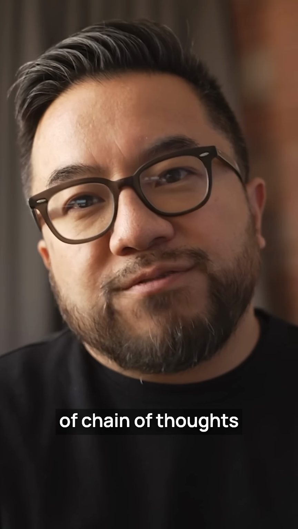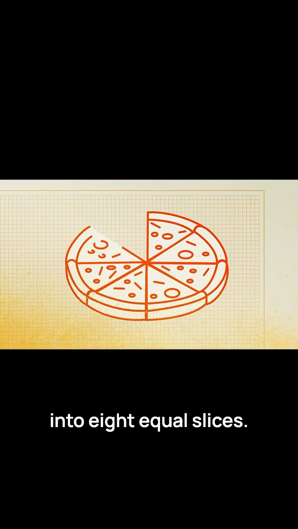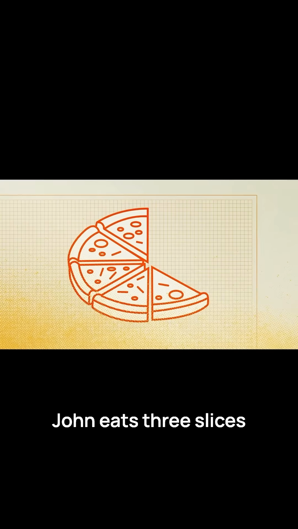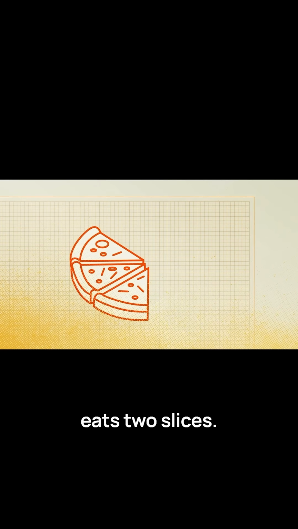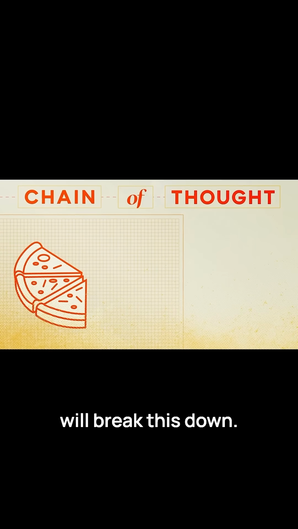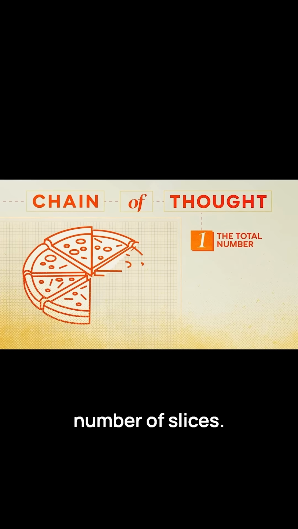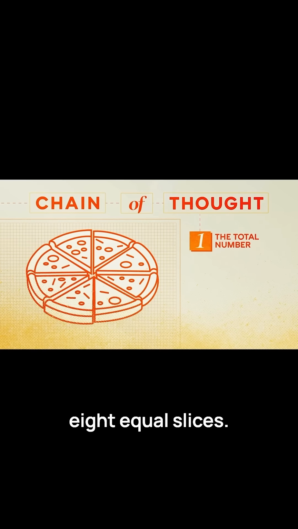Here's an example of chain of thought direct from the paper. John has one pizza cut into 8 equal slices. John eats 3 slices and his friend eats 2 slices. How many slices are left? Chain of thought will break this down. First, you'd ask it to identify the total number of slices. The pizza is cut into 8 equal slices.